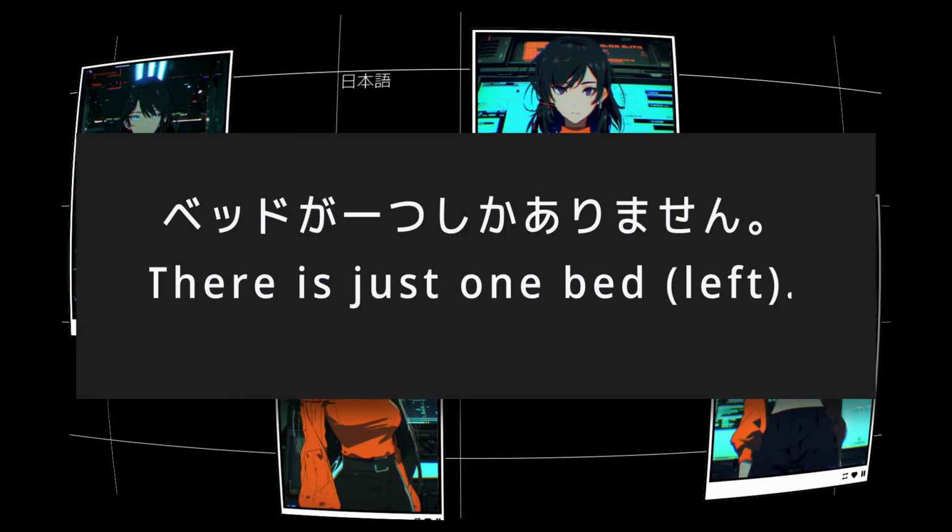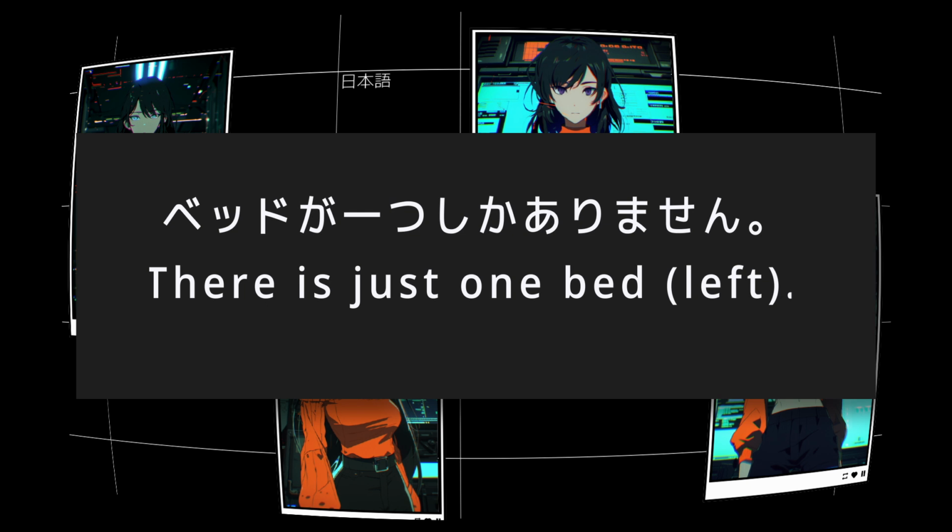ベッドが一つしかありません. So here you point out with ga the subject of your sentence. ベッドが, the bed here. If you look at the bed, we don't have more than one. For example, you go into a room and let's say you have 2 tables and 2 chairs and so on, but looking at the bed, we don't have more than one. So you point your finger at this one and say, well, this is not enough.